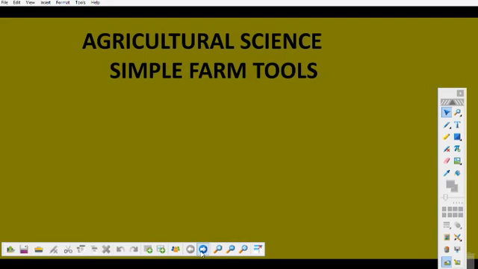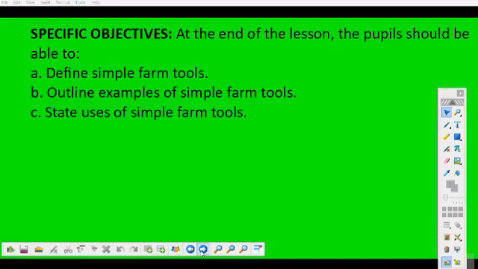Okay, let's look at what you stand to gain at the end of this lesson. At the end of this lesson, you'll be able to define simple farm tools. Two, you'll be able to outline an example of simple farm tools. And the third one is state use of simple farm tools that we are going to discuss now. Let's look at the first objective.